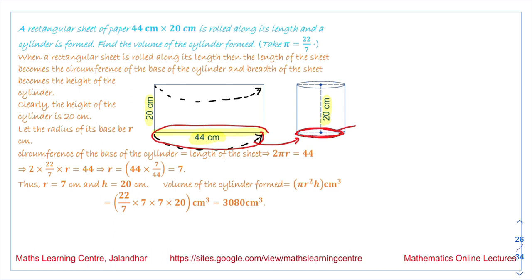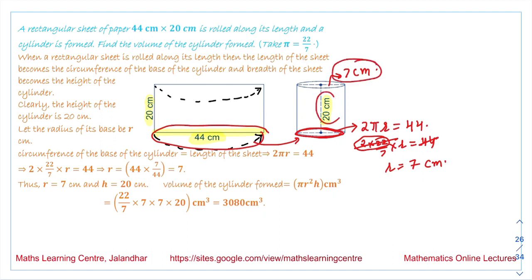And this 44 centimeter portion forms the circular part, so its circumference is 2 pi r. It means the value of 2 pi r is 44. So 2 into 22 by 7 into r is equal to 44. So we get r is equal to 7 centimeter, as these cancel. So the radius of this circle is 7 centimeters. Now we have to find the volume of the cylinder formed, with radius 7 and height 20.